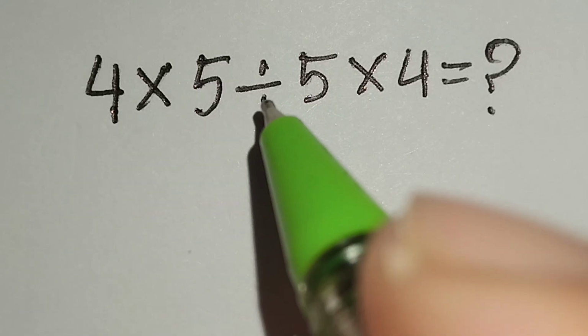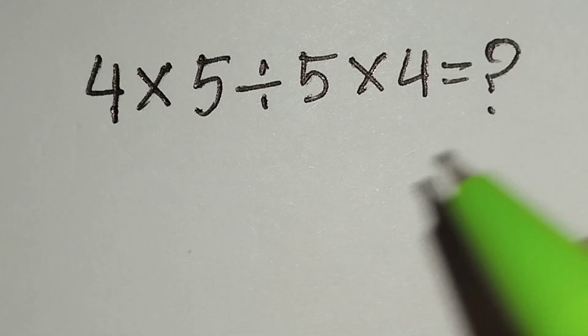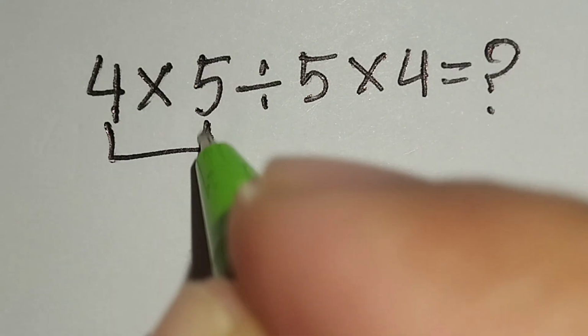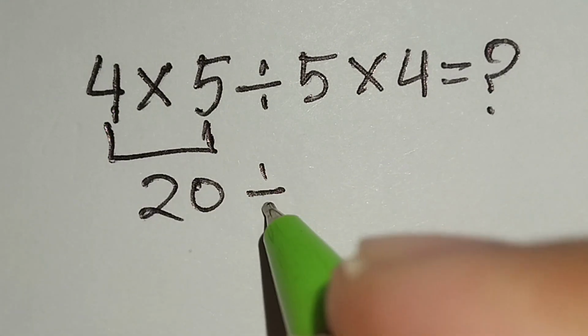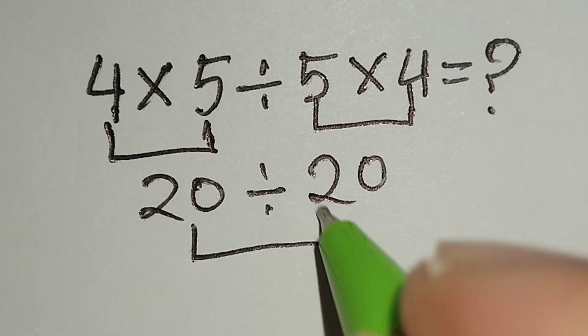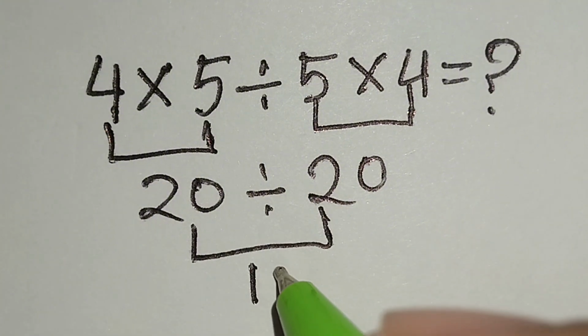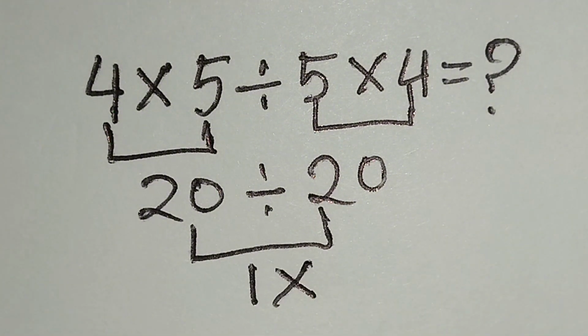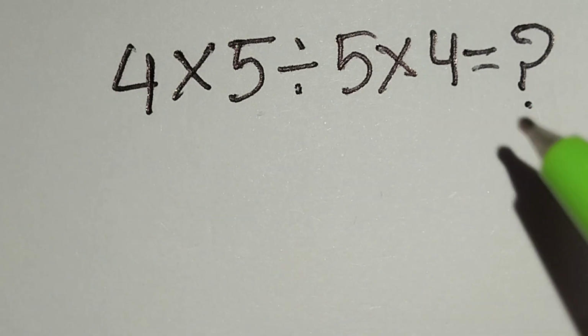4 times 5 divided by 5 times 4 is equal what? Here 4 times 5 gives us 20 divided by this 5 times 4 gives us 20. 20 divided by 20 gives us 1. But this answer is not correct. Now I will solve this math correctly.